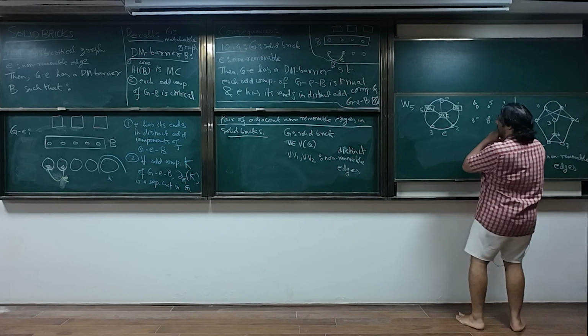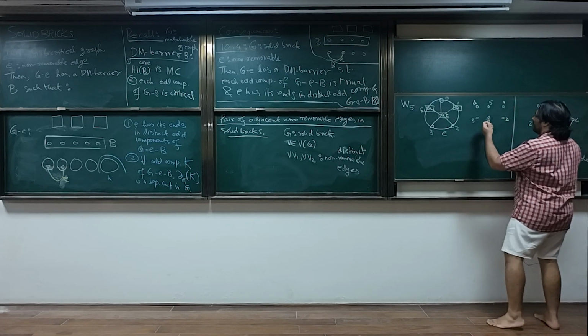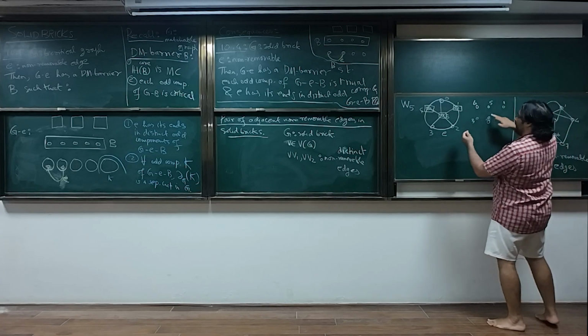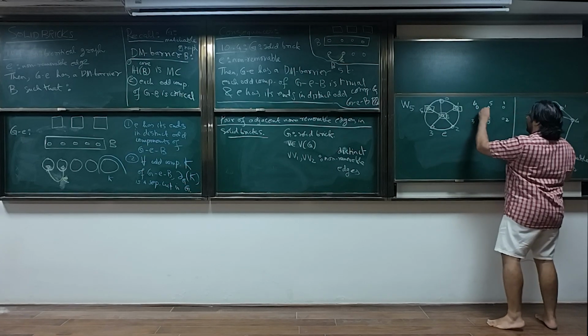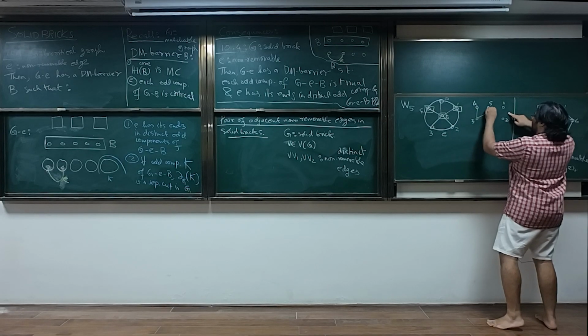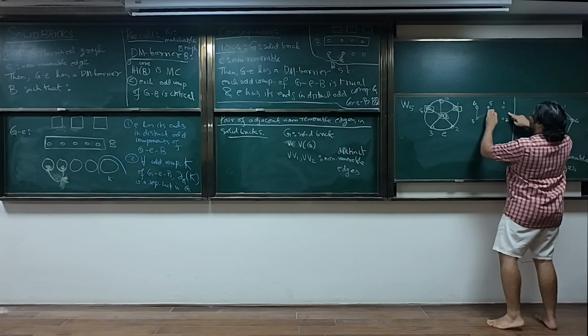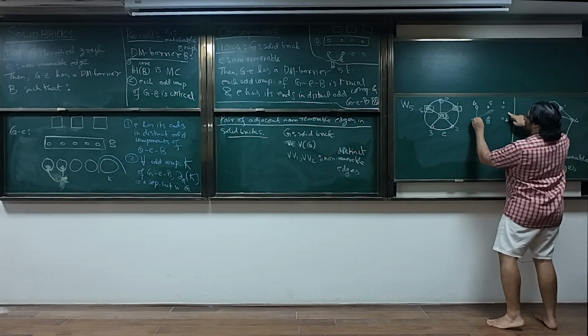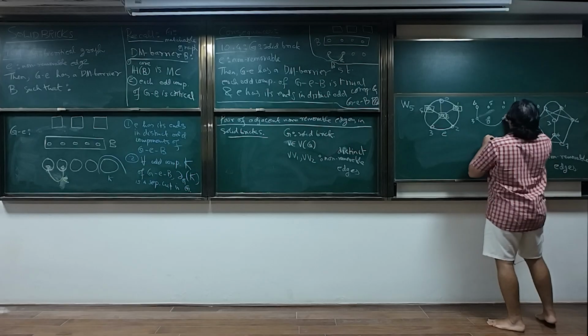Okay. And let's see. So now I can just complete the graph, right? Because 5 is my hub, and I need a 5 cycle on the remaining vertices. 4, 3, 2, 1, 0.